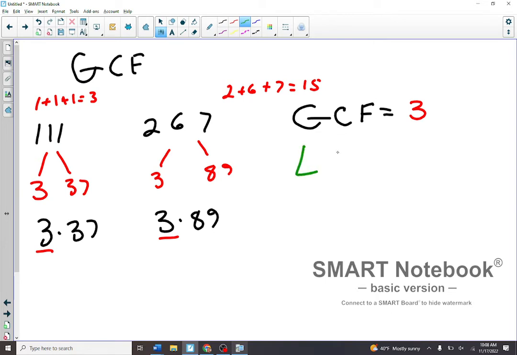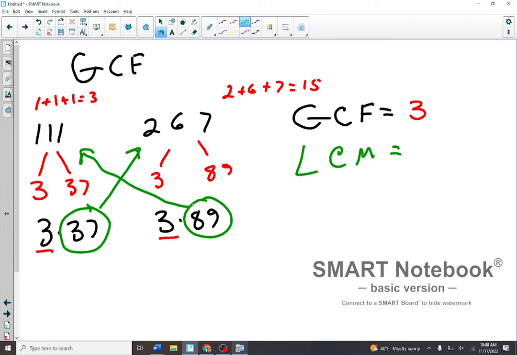So if I'm looking for the least common multiple, I multiply what's different from each other. So 37 times this or 89 times this. But you don't have to do both. If you do both, you should get the same number. So you can check your work, but you only need one, really. So 89 times 111, 9879. Thank you. 9879. Okay.